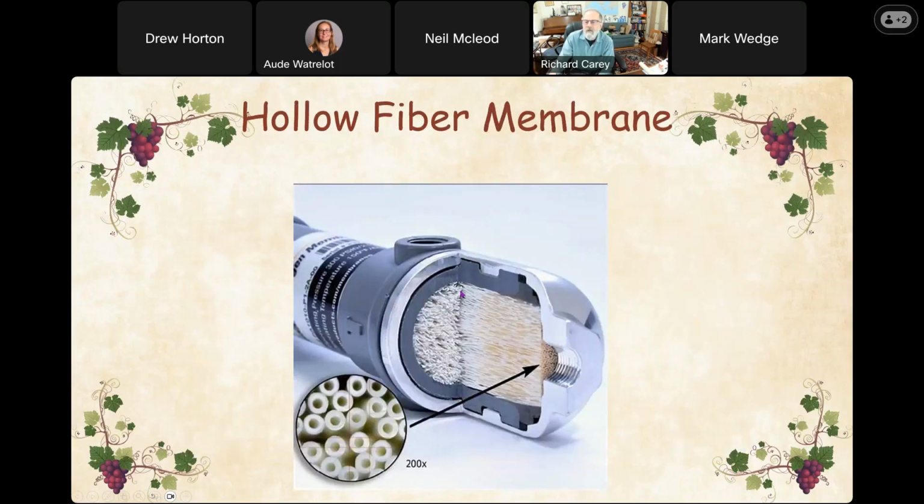So here's a hollow fiber membrane, and you get many of these hollow fibers. In this one, your dirty wine goes in the center here, and it permeates to the outside, and it's collected and discharged into the clean side of the tank. And this is the dirty wine separation going back in.